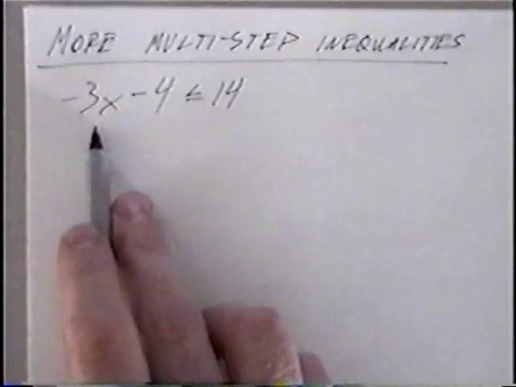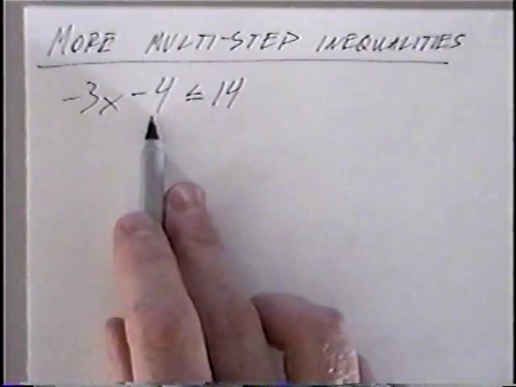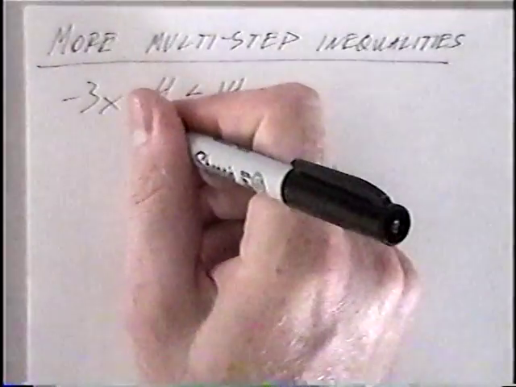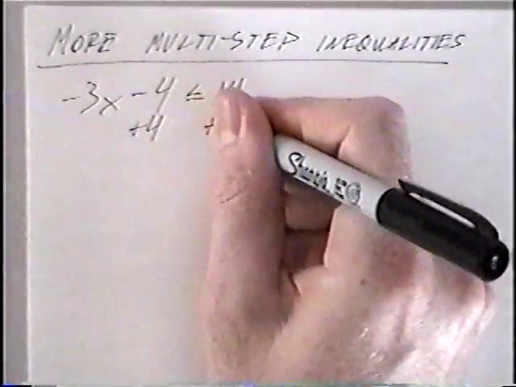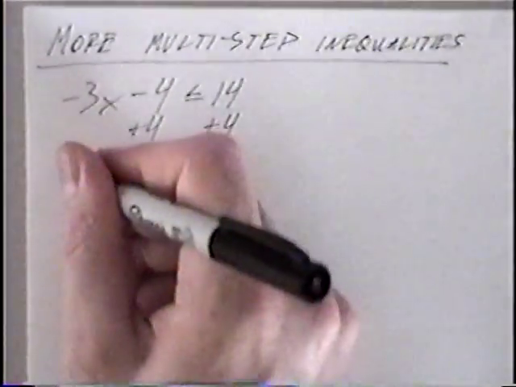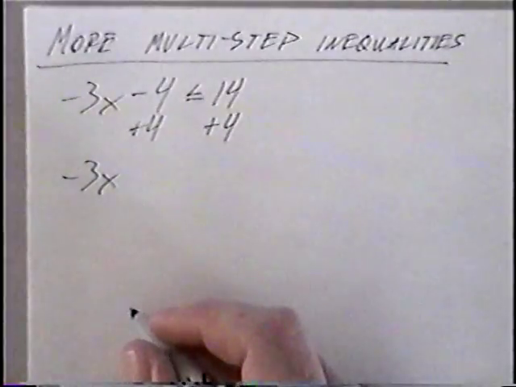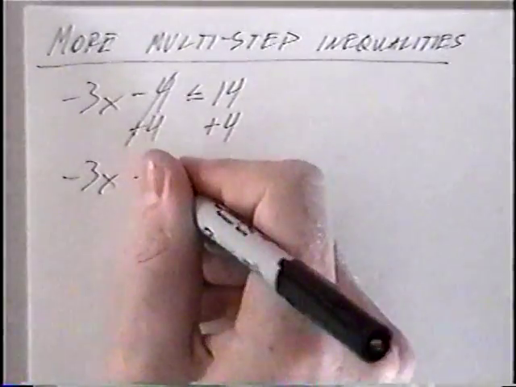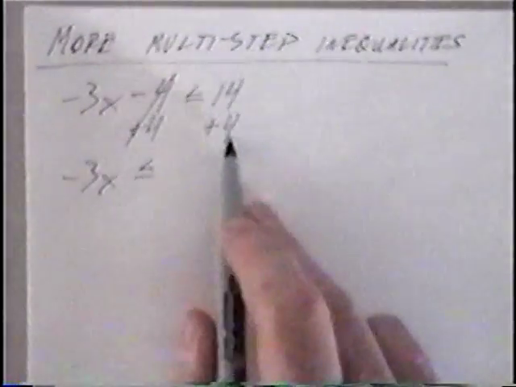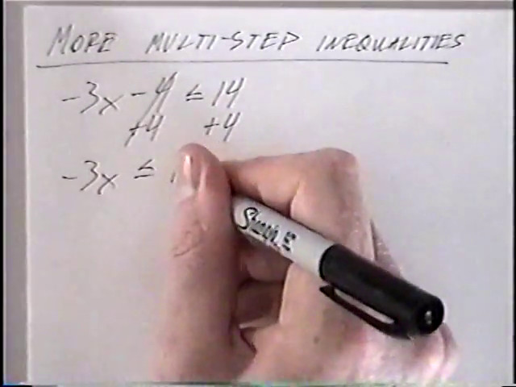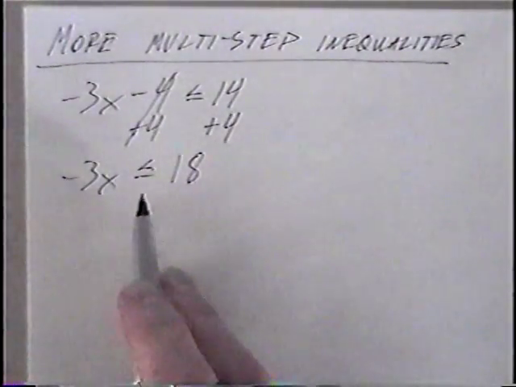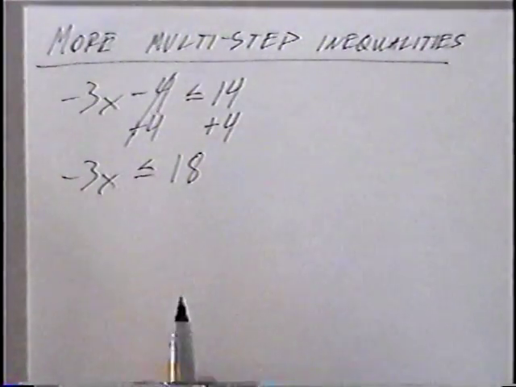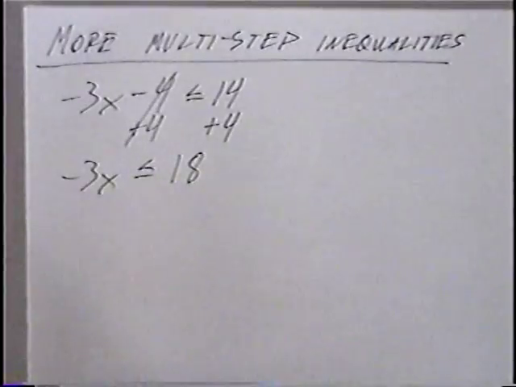We want to get x by itself. The first step would be to get rid of the minus 4, which we can do by adding 4 on both sides. Negative 3x would come down. The 4's would cancel. Less than or equal to 14 plus 4 would be 18. The inequality again does not switch if you add or subtract a number.